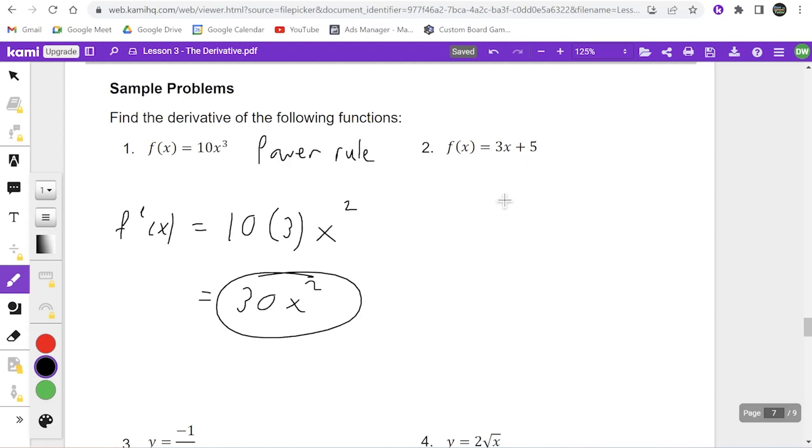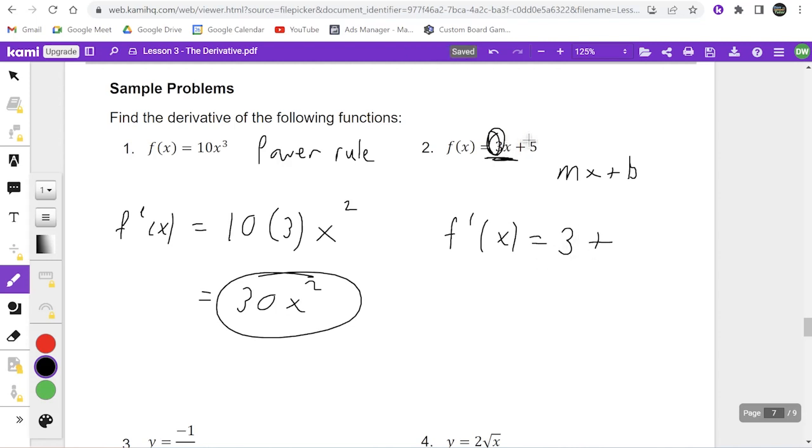Number 2, another easy one. 3x plus 5. You'll notice this is written in the form y equals mx plus b, and you know the slope is 3. But what I want you to say today, using rules of calculus, is the derivative of 3x, that's the coefficient rule. Remember, that's the one that just says if you have something in front of x, then the number is the derivative. In other words, 3 is the derivative.